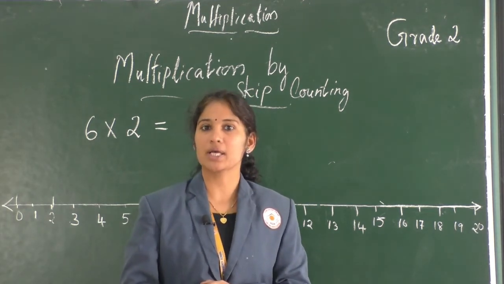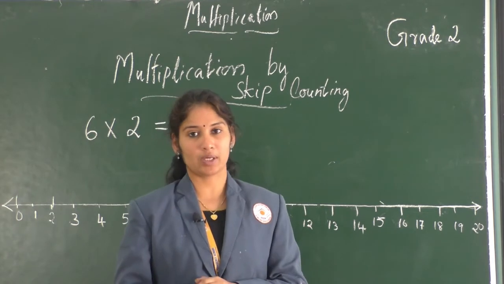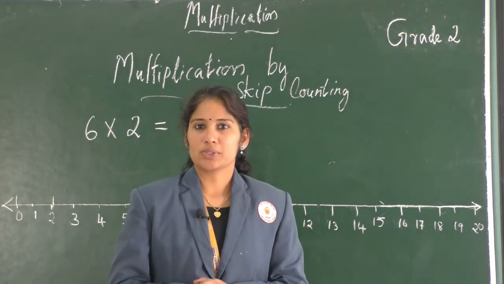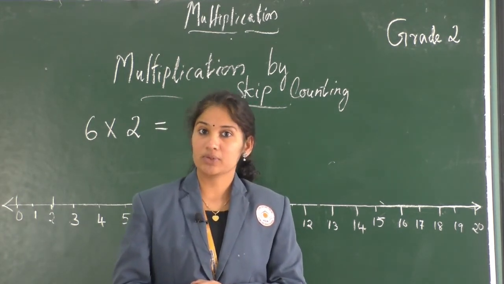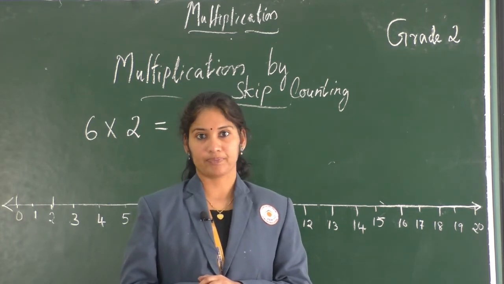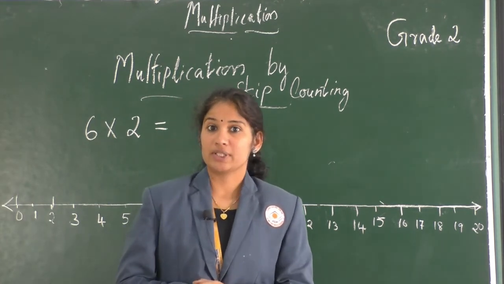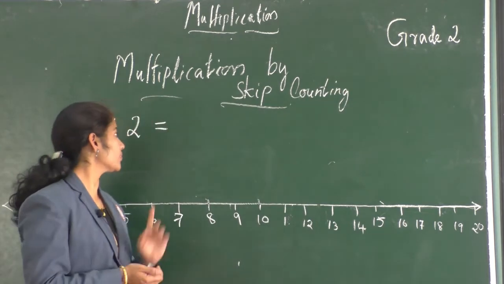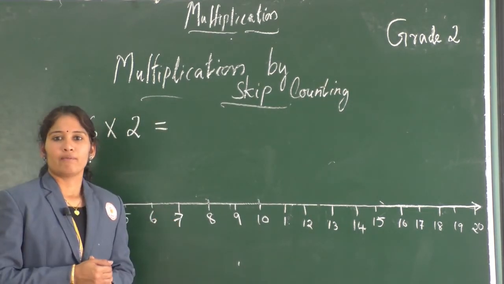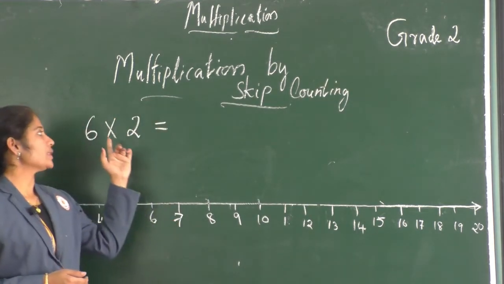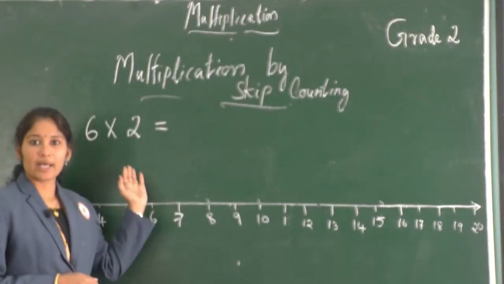Our next topic is multiplication by skip counting. We can use skip counting method to find out the multiplication facts. All are familiar with the number line, right? Yes. Find out the answer of 6 multiplied by 2.